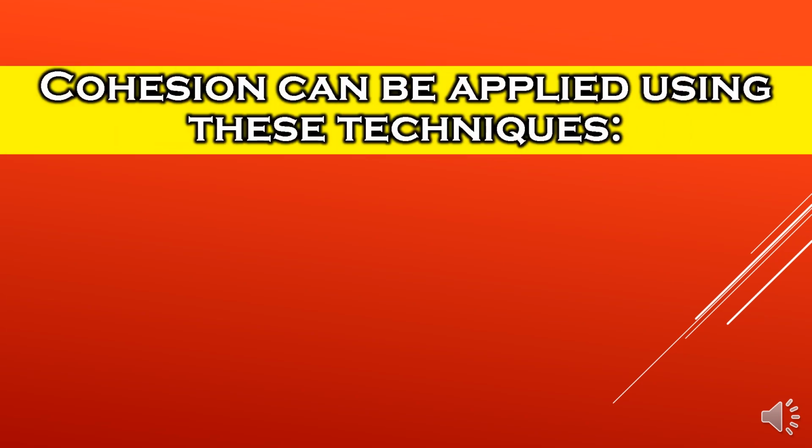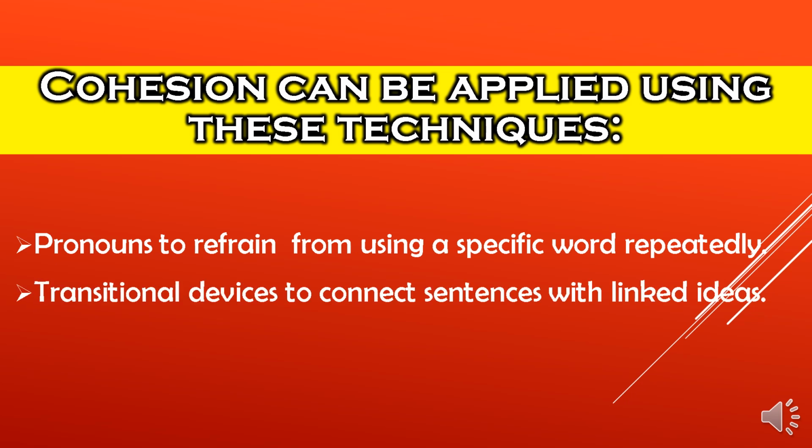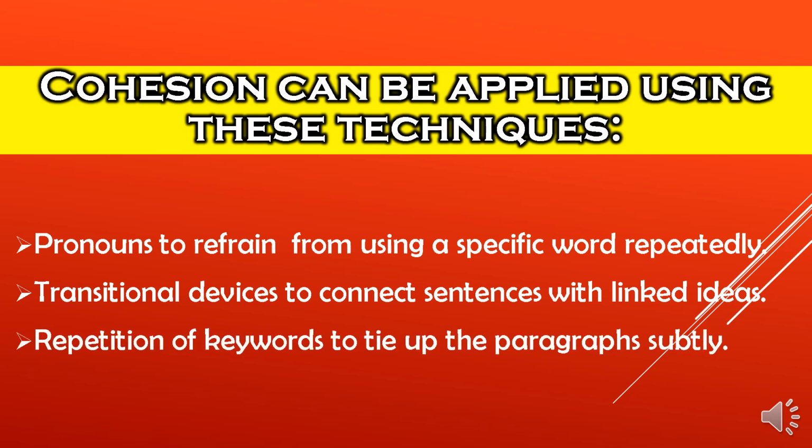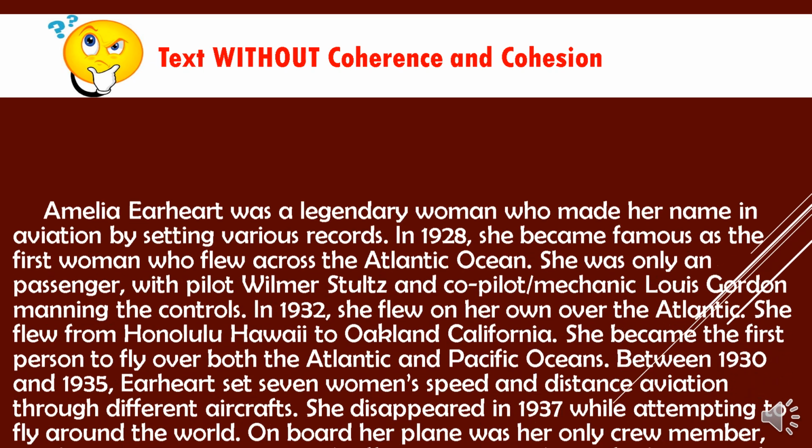Cohesion can be applied using these techniques: pronouns that refrain from using a specific word repeatedly, transitional devices to connect sentences with linked ideas, repetition of keywords to tie up the paragraphs subtly. I have your example. Find out why these paragraphs do not have coherence and cohesion.